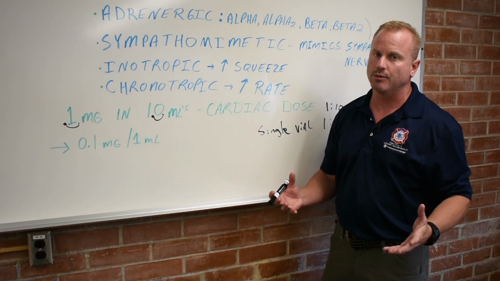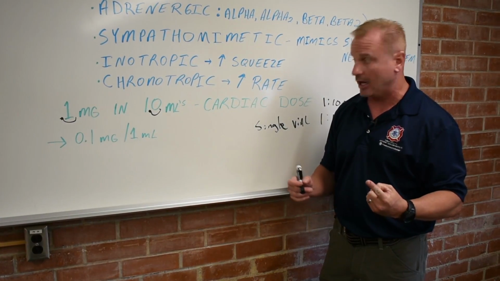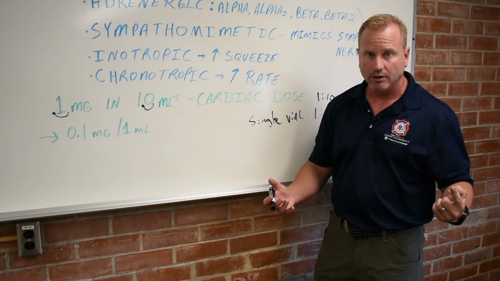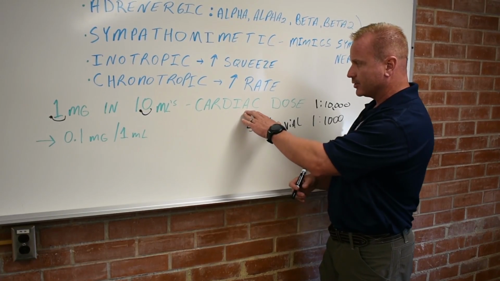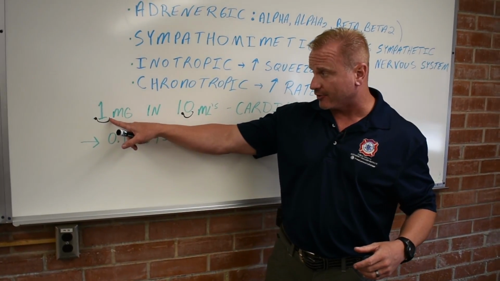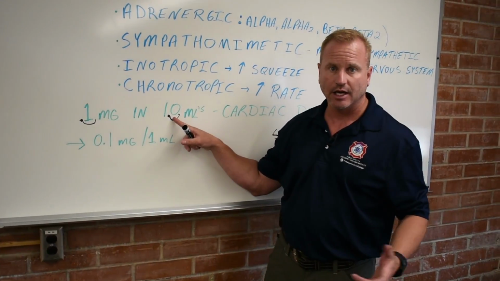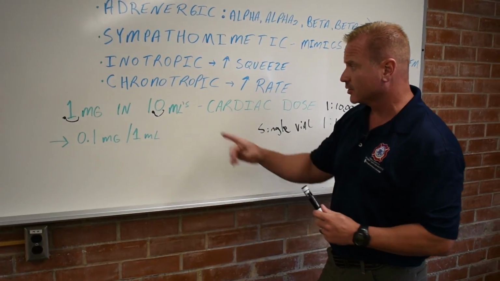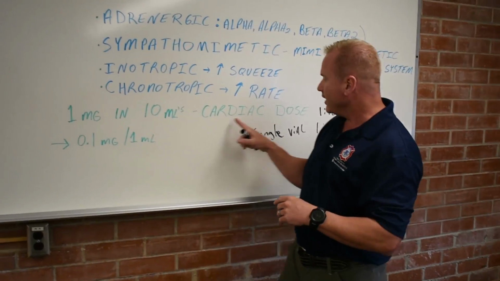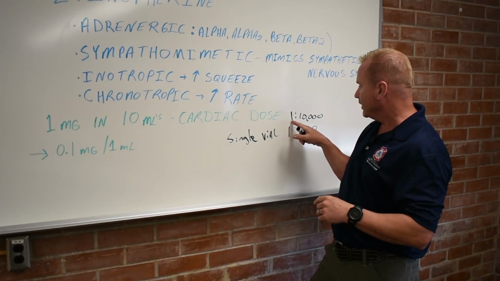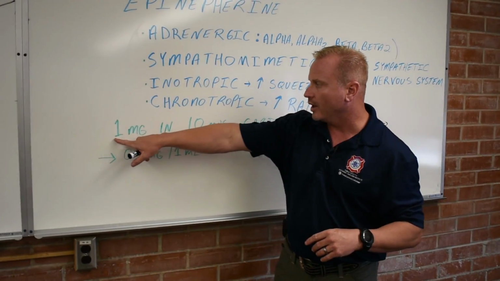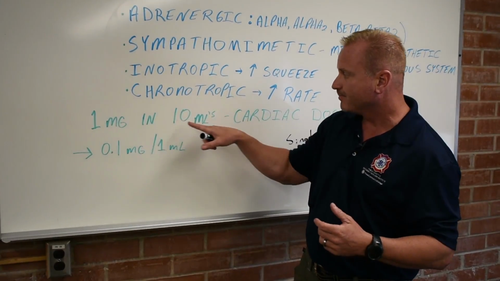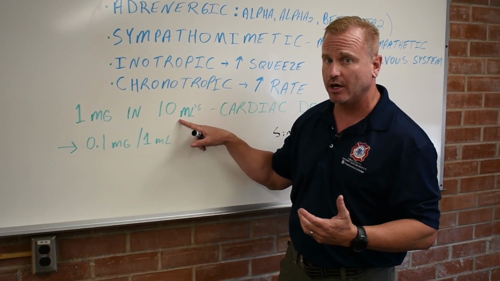So there should be no more confusion. It is 1 milligram of epinephrine in 1 mL, whereas the cardiac dose is 1 milligram of epinephrine in 10 mLs, or 10 cc's. We'll have a little demonstration here very soon. So a cardiac dose of epi is 1 to 10,000. That's 1 whole milligram of epinephrine in 10 cc's, or 10 mLs.